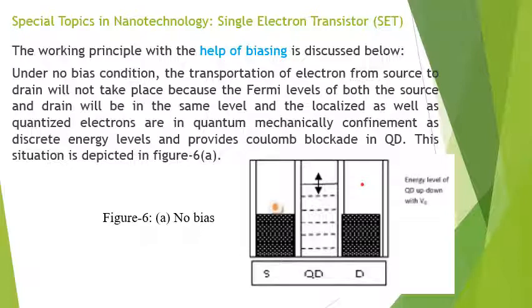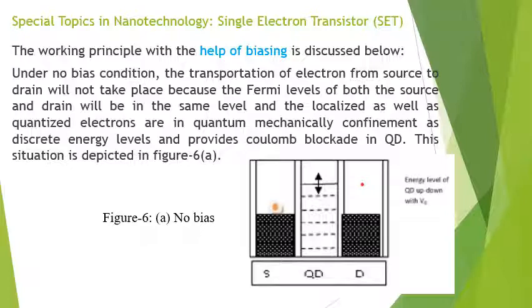Now we'll see the working principle under bias condition of the single electron transistor. Under no bias condition, the transportation of electrons, meaning the flow of electrons from source to drain, as shown in the figure, will not take place. Why? It will not take place due to the Fermi levels. The Fermi levels of both the source and drain are at the same level, and the localized quantum electrons are in quantum mechanical confinement with discrete energy levels, and that's why further transportation is blocked, and that is the Coulomb blockade in the quantum dot. So in the quantum dot the further transportation is blocked, right? That is the condition under no bias.